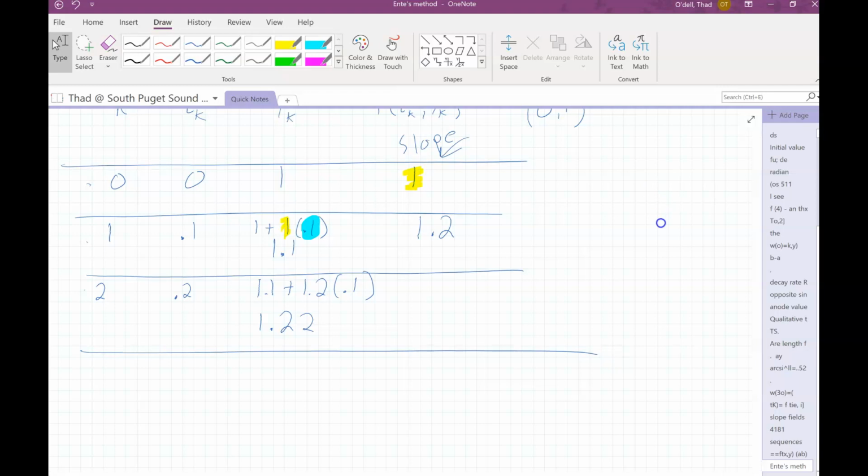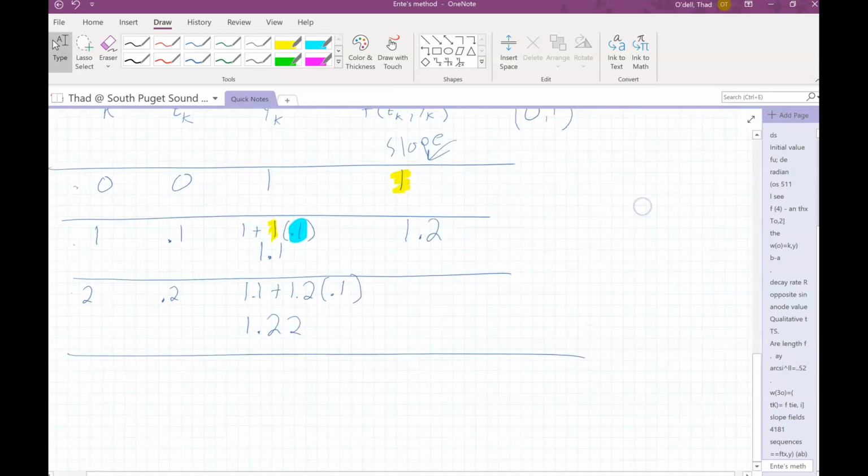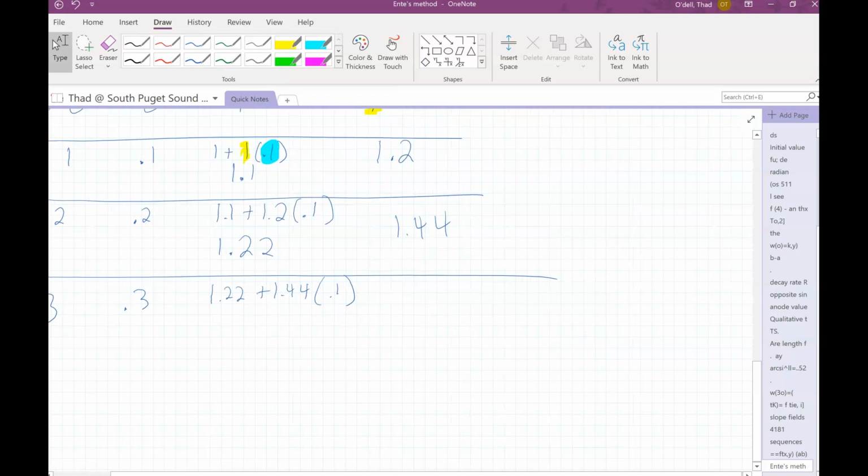And then, of course, we've got to calculate the slope again. The slope is, remember, 2y minus 1, so that'd be 2 times that, which would be 2.44 minus 1, which would be 1.44. And that's my new slope. And we do it all over again. So the third point is going to be step up by 0.1 again, so that's 0.3. And I'm going to calculate my new y value, which would be 1.22, plus the slope from last time, 1.44, times 0.1. And if we add that together, we get 1.364. And then we calculate our new slope. That'd be 2 times that, minus 1, which would be 1.728.